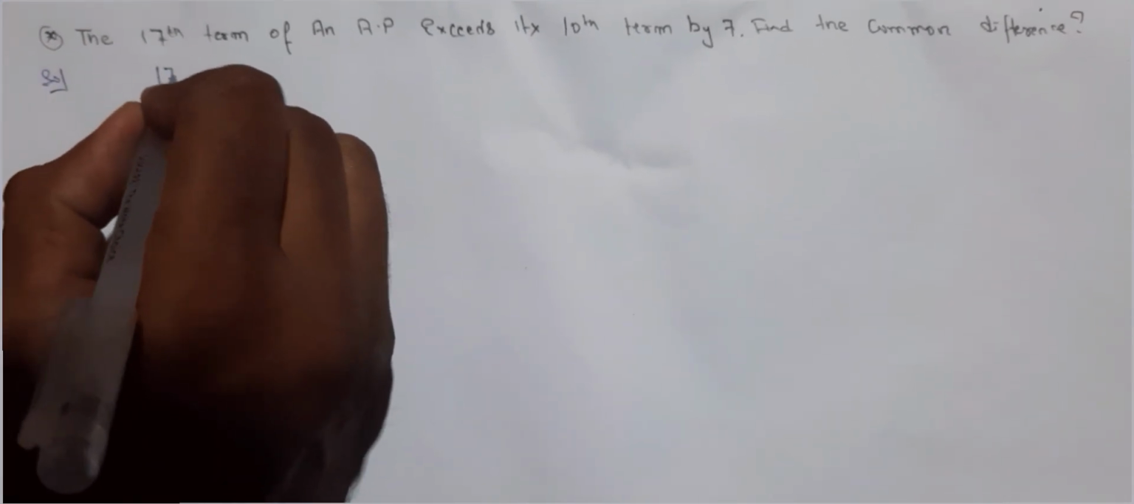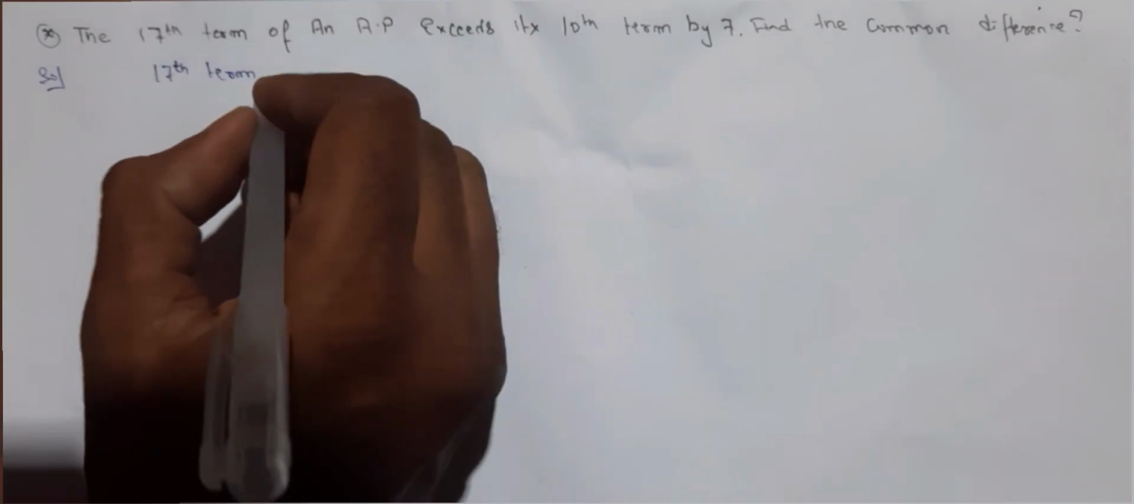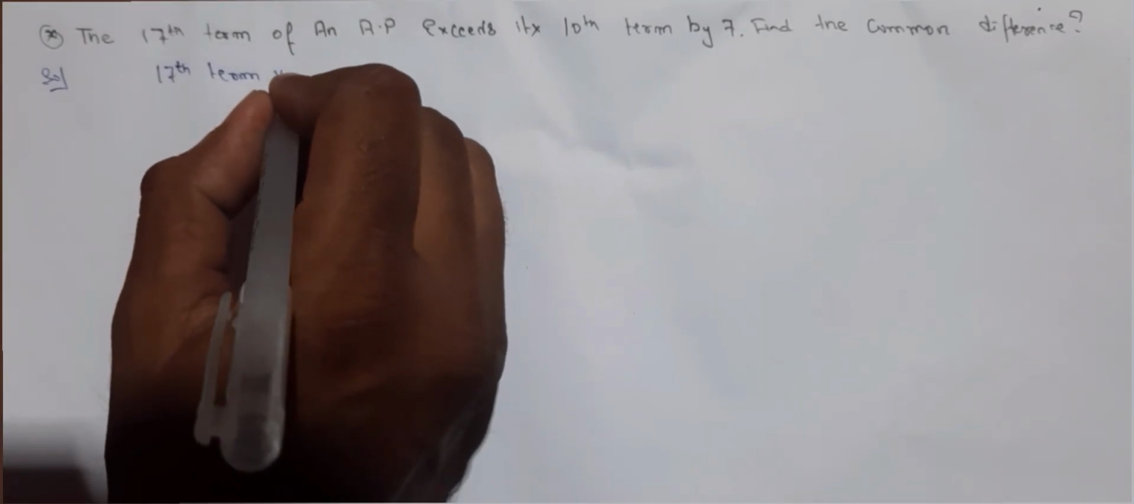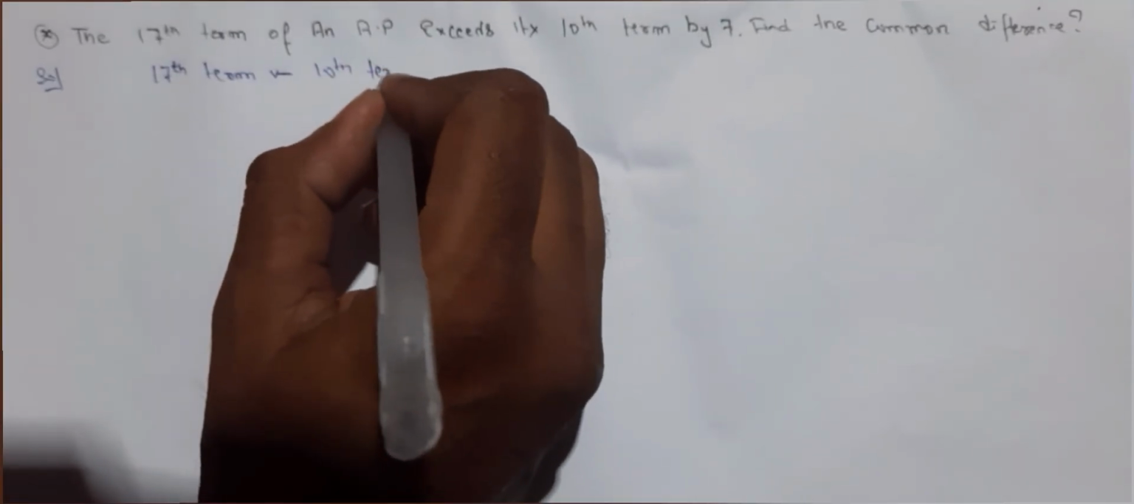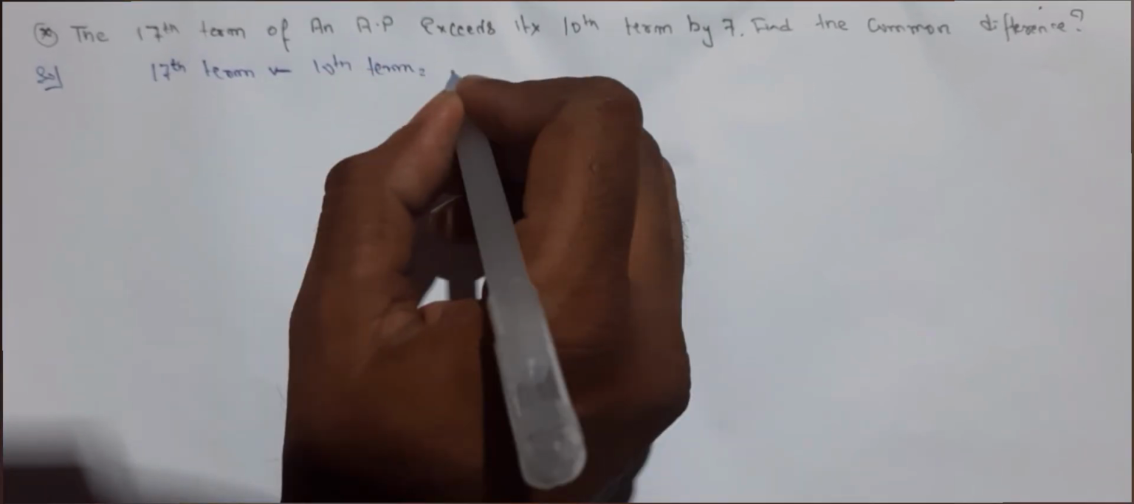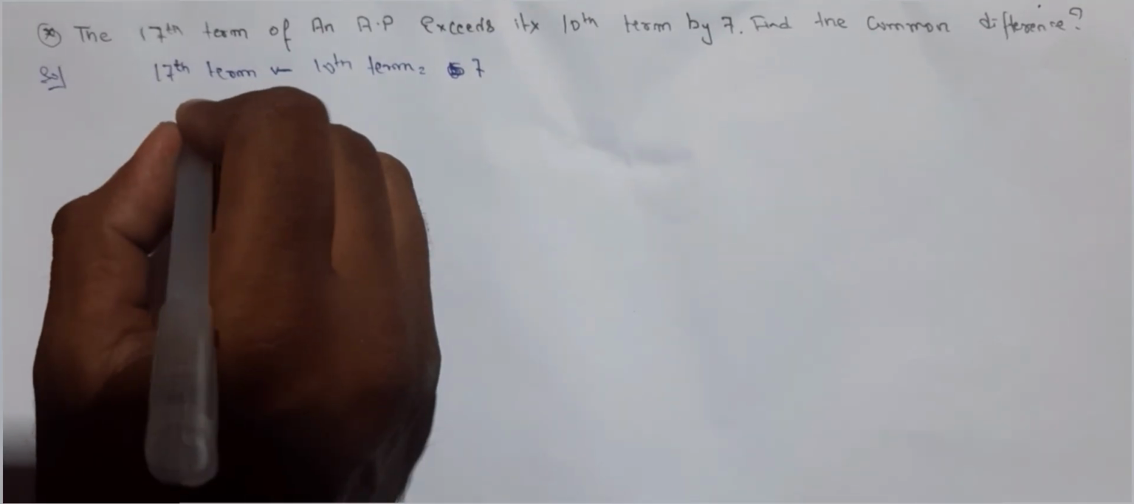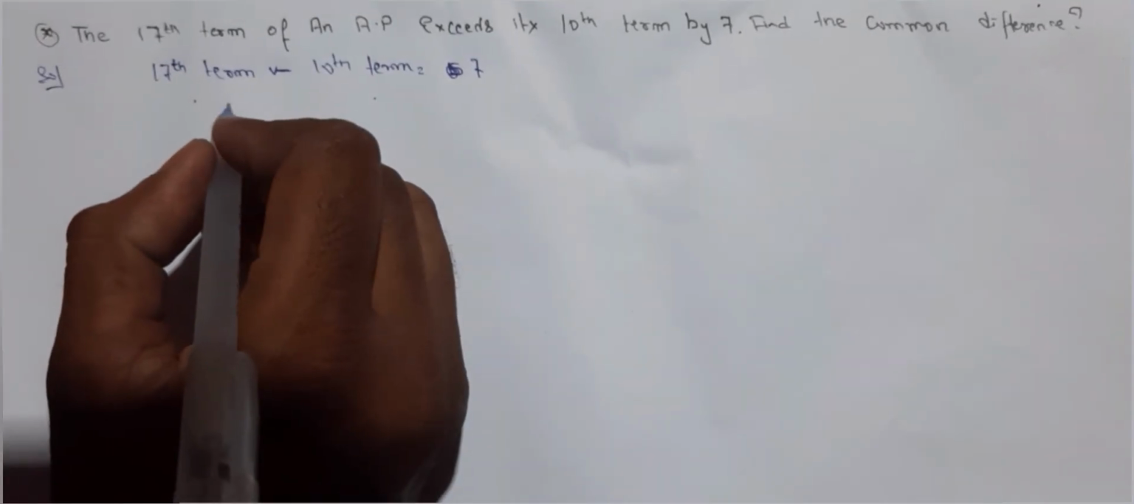So what are they saying? They are saying the 17th term. Whatever the 17th term is, minus the 10th term. After subtracting, what are you going to get? Sir, 7, I'm going to get. The value of this one minus the value of this one. So now how to write this one?